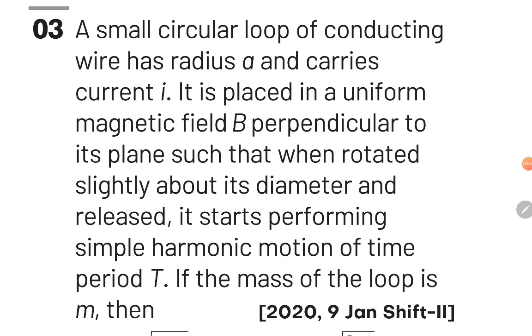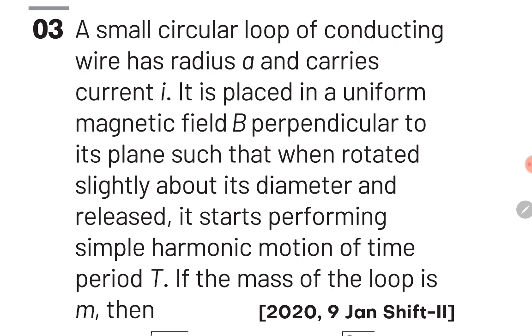Yes students, the second question of this chapter is: a small circular loop of conducting wire has radius a and carries current I. It is placed in a uniform magnetic field B perpendicular to its plane such that when rotated slightly about its diameter and released, it starts performing simple harmonic motion of time period T. If mass of the loop is m, then time period T is equal to.